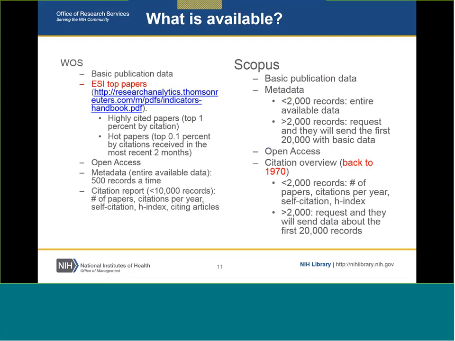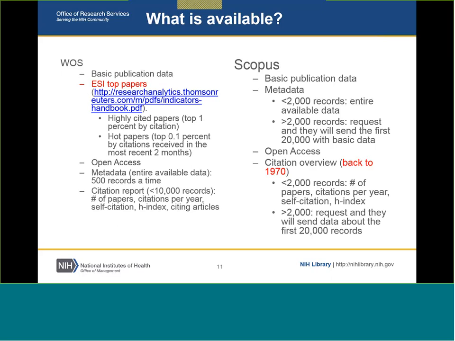For the highly cited papers, basically it's the top 1% of the papers by citation in each specific subject area in Essential Science Indicators within the same year. And for the hot papers, it's even a smaller number. It's the top 0.1% by citations received in the most recent 2 months. So you can see that they look at very new citations, but only for publications published in the past 2 years.